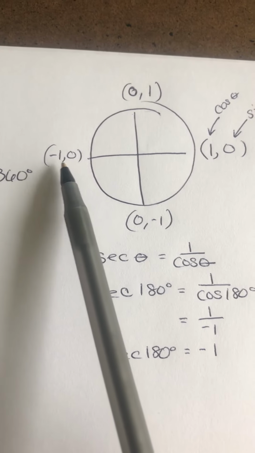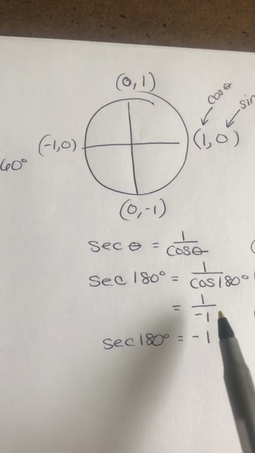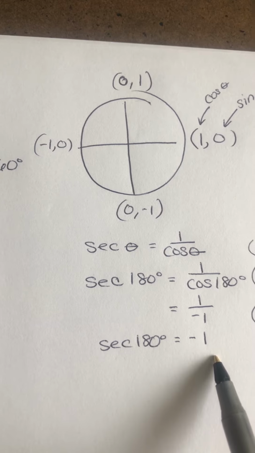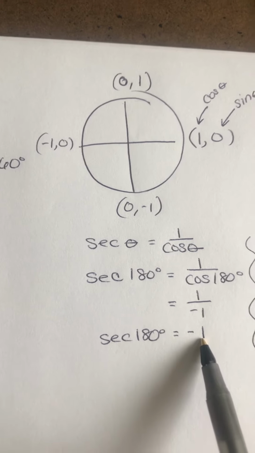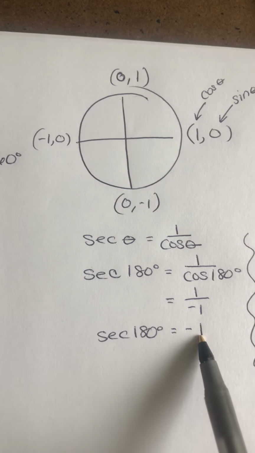So because the cosine of 180 is -1, we really have 1 divided by -1, which is -1. So we know that the secant of 180 degrees is -1.